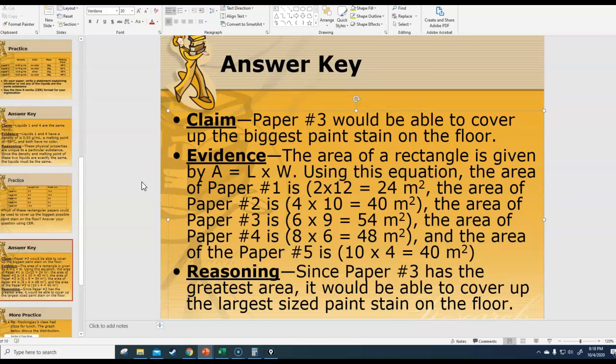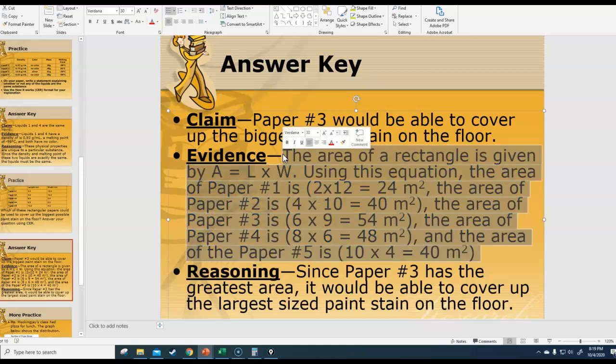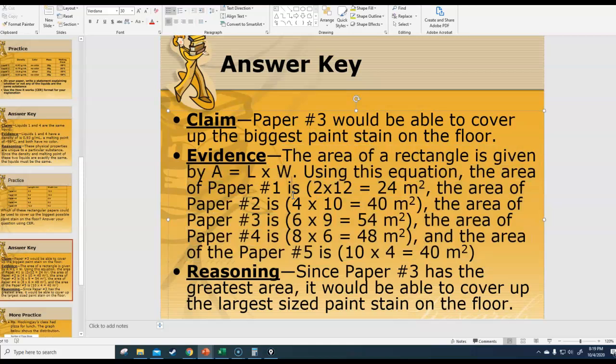For my evidence piece, notice the first thing I do is I state which equation is relevant. Then I actually go out and I do each of the calculations showing what I'm doing. This is me doing the area equation for each piece of paper, showing what the actual area is, including the units. Okay, that's meters squared. Okay, and so that whole thing is my evidence piece. Okay, so your evidence is usually going to involve calculations. It's usually going to involve units. You got to show all of your work and all that stuff.